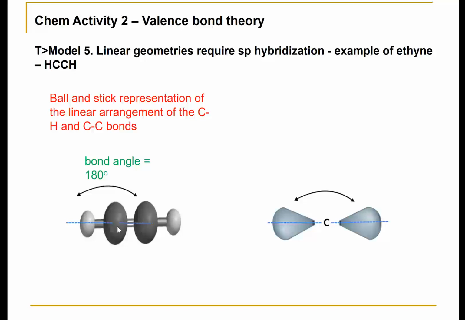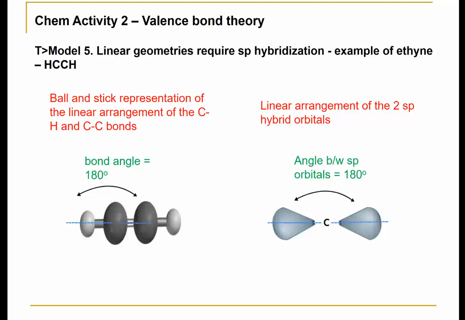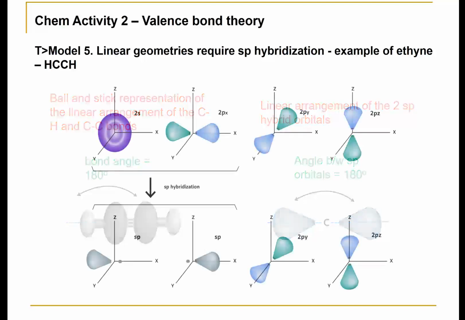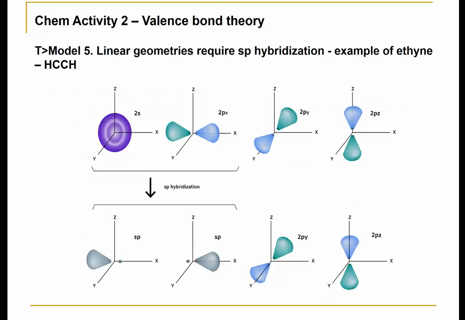Of course, there's no way that any one of these carbons could be sp3 hybridized, nor could they be sp2 hybridized, as the bond angle is not appropriate. We will find that a bond angle of 180 degrees is associated with sp hybridization. And so let us look at how this works. Looking at the boundary surface diagram representation, this again represents carbon in the excited state.